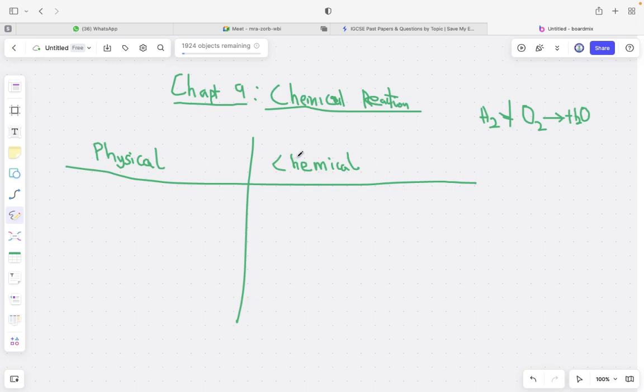Okay, so this is what we see. Now, when you burn a candle, it's a chemical change, right? You know why? The candle wax will melt and it's not easy to get back the candle. So when you burn a candle, it's a chemical change. Am I right?